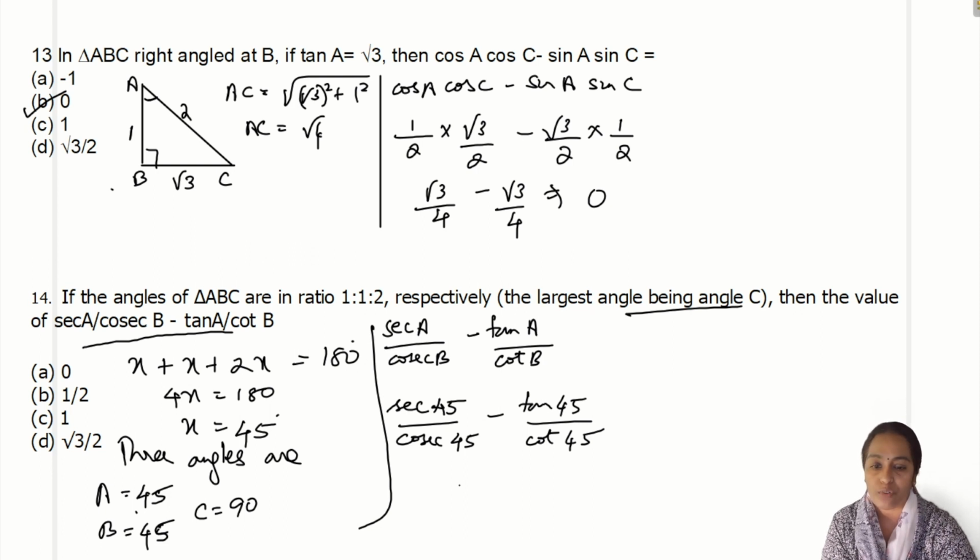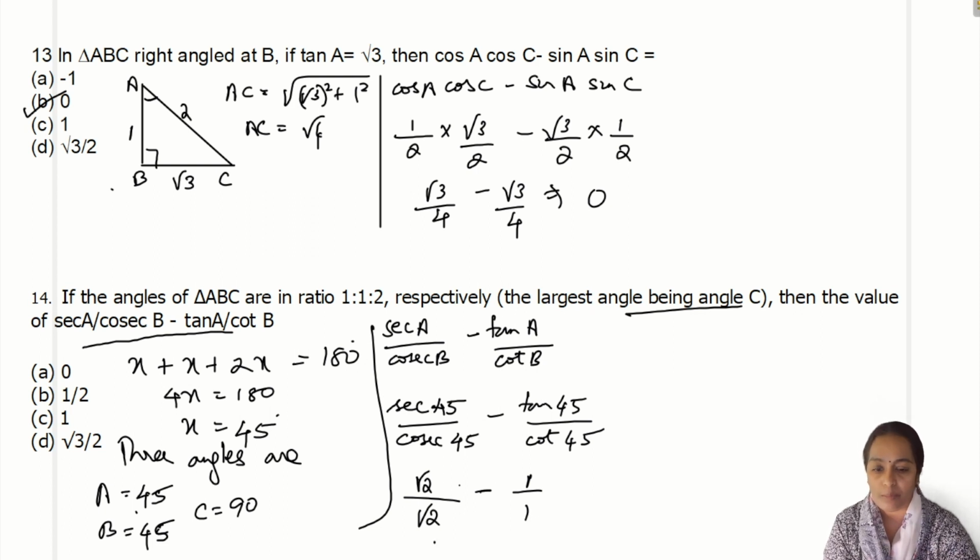What is secant 45? Secant 45 is going to be root 2. What is cosecant 45? Cosecant 45 is the reciprocal of sine. Sine 45 is 1 by root 2, so cosecant 45 is again root 2. Tan 45 is 1. Cot 45 degrees is also 1. So we have here root 2 by root 2 minus 1 by 1.